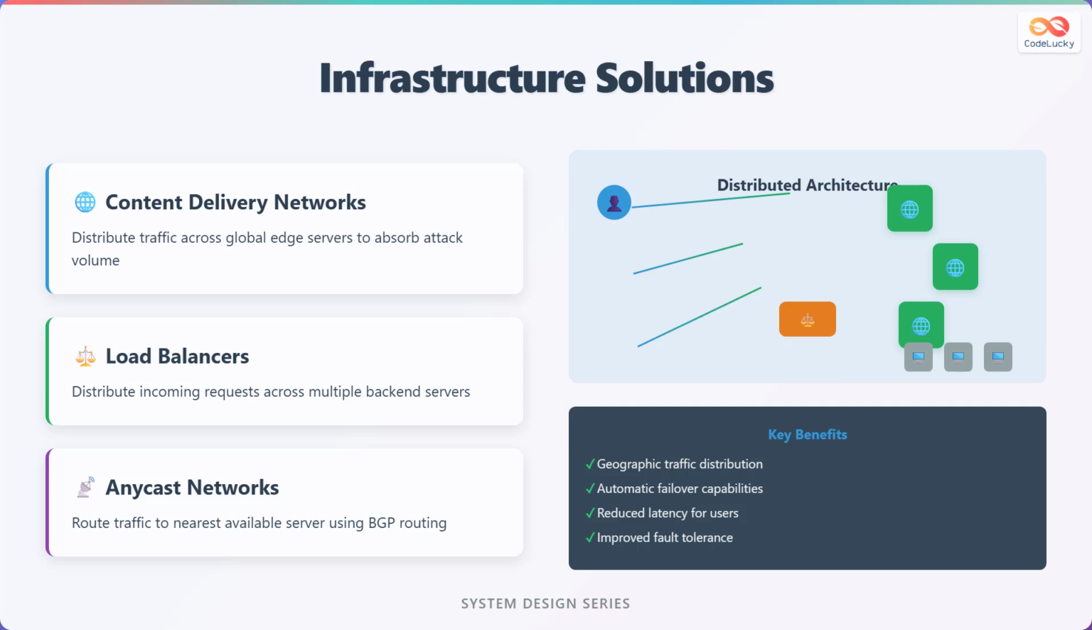The architecture diagram displayed shows a distributed architecture that includes content delivery networks, a load balancer, and multiple servers. This architecture provides geographic traffic distribution, automatic failover capabilities, reduced latency for users, and improved fault tolerance.